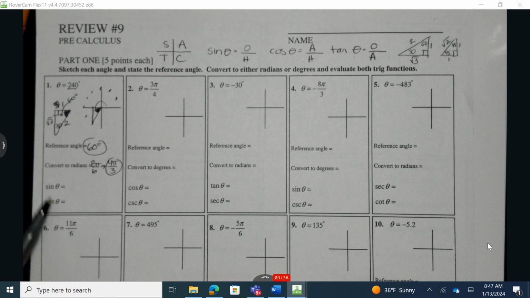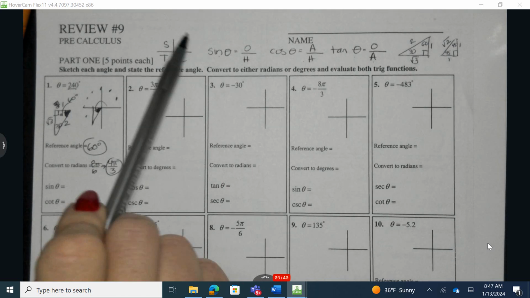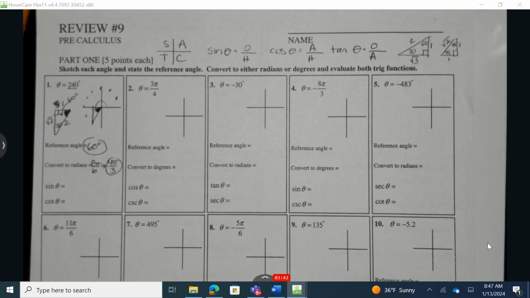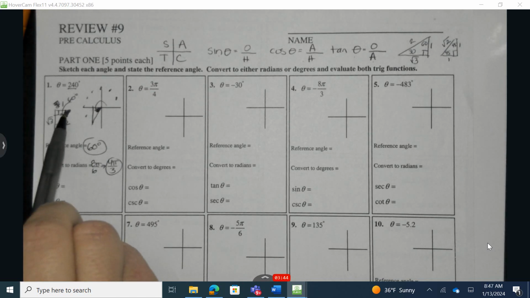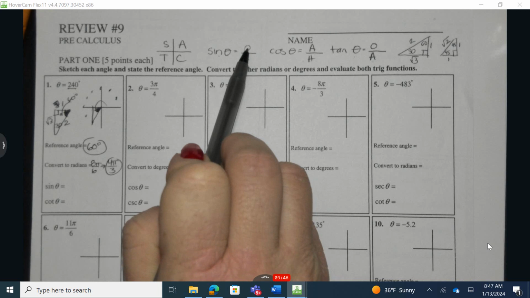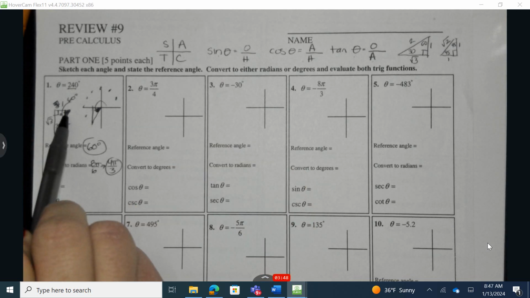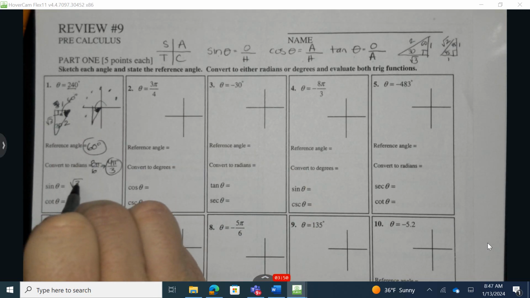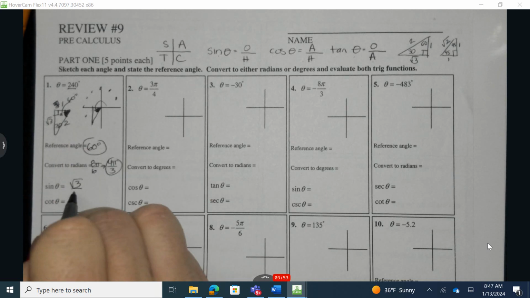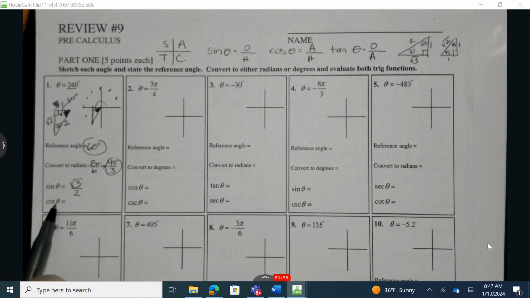Some of you have chosen to memorize these. The one mistake I often see students making is forgetting to apply the correct signs. So let's start with sine. From this angle, sine means opposite over hypotenuse. Opposite is radical 3. Hypotenuse is 2. Let's go down and be careful.